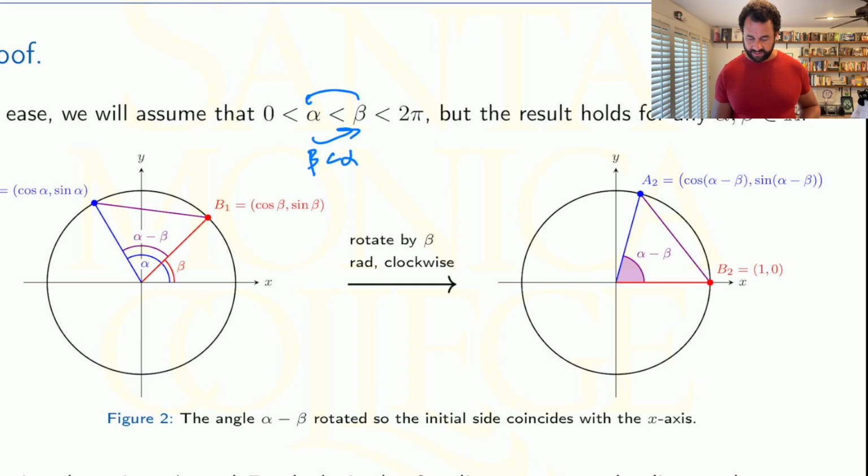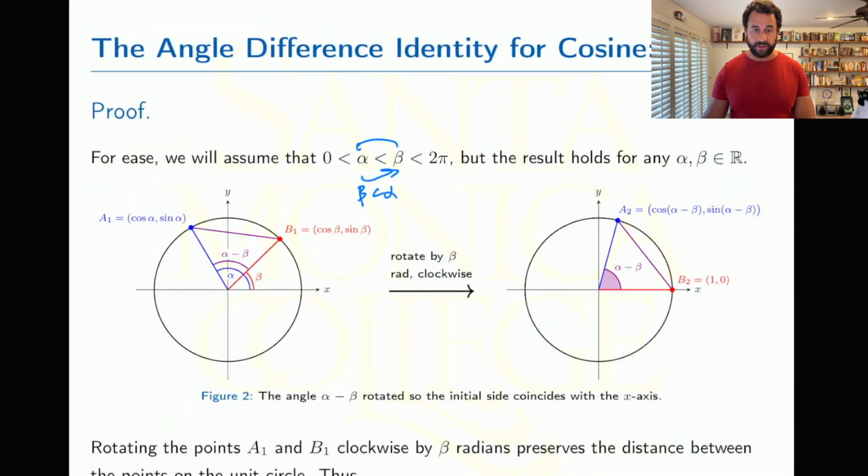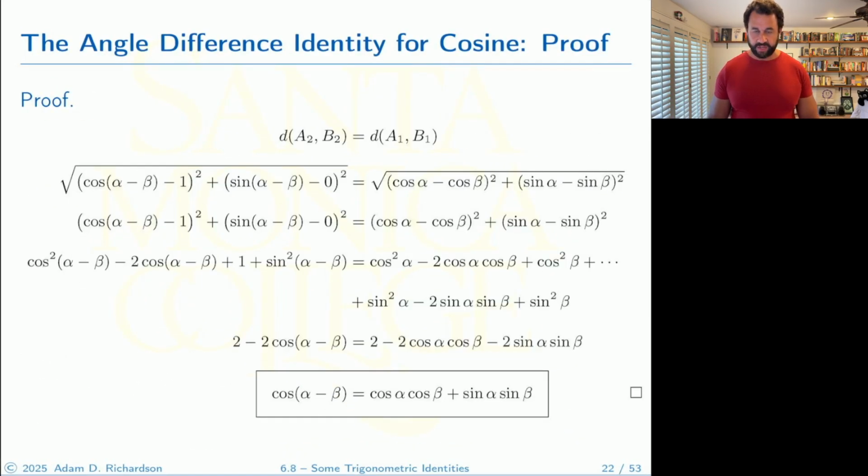So here we go. Now that we've rotated things, this new point is (1, 0). So B1 goes to B2, which is now (1, 0). And now this point up here, by unit circle trigonometry, is (cosine of alpha minus beta, sine of alpha minus beta). There we go. All right, now let me zoom back out here. Okay, there we go.